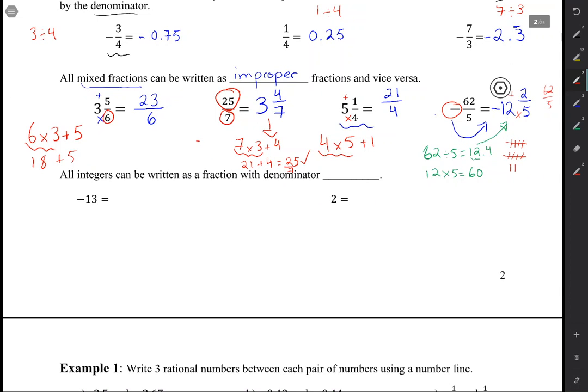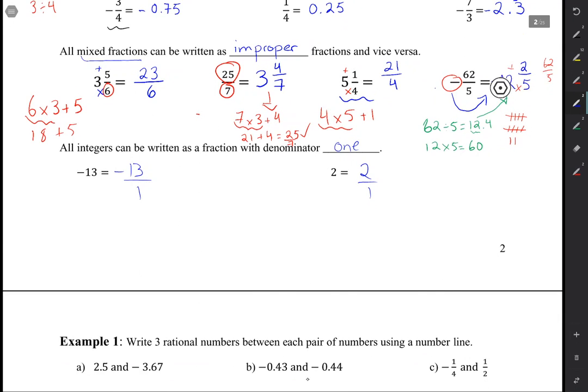All integers can be written as a fraction with a denominator of, let's fill in this blank, 1. Okay, and we talked about this quite a lot in class, so this will go really fast. For instance, negative 13 can be written as negative 13 over 1. 2 can be written as 2 over 1. Nice and simple. Any number can be written like that with a denominator of 1. We just don't bother writing that denominator ever.